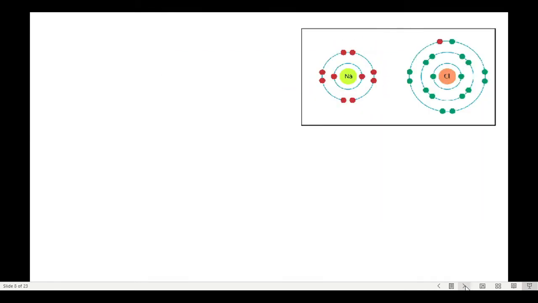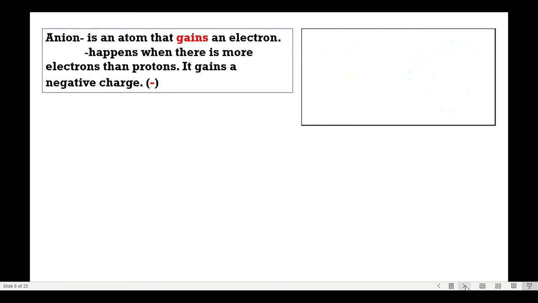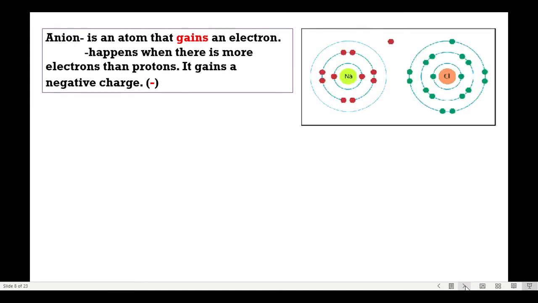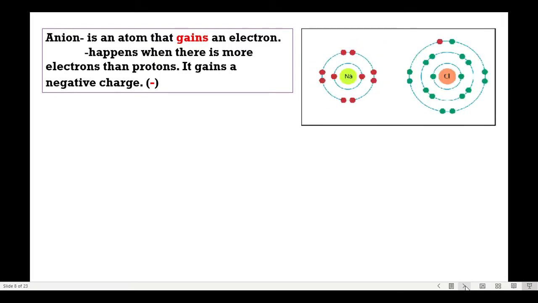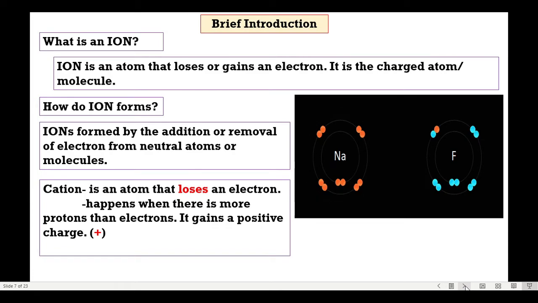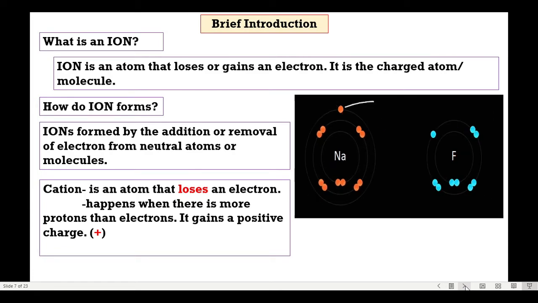Next, anion. An anion is an atom that gains an electron. Happens when there is more electrons than protons. So, ang electron ay mas marami kaysa sa protons. Remember, electron is negative charge. So, anion yung tawag doon. Pag nag-gain yung electron, ibig sabihin, anion yun. So, balikan natin dito sa fluorine. So, si fluorine, anion siya. Negative yung charge niya kasi siya yung nag-gain.